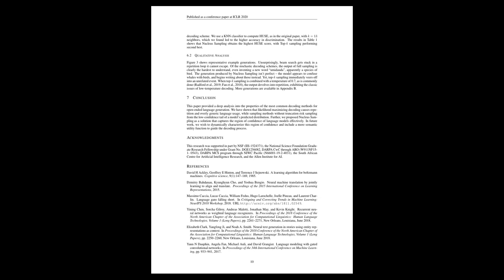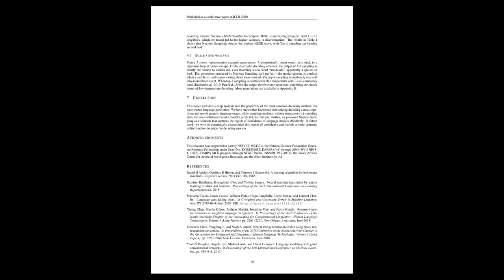They use a KNN classifier with k equals 13 neighbors to compute HUSE, a measure of utility, and found that nucleus sampling achieved the highest HUSE score, followed by top-K sampling. Their qualitative analysis included examples of text generated by various methods, showing the pitfalls of each, such as repetition loops in beam search, incoherent output from full sampling, and unrelated digression in top-K sampling.